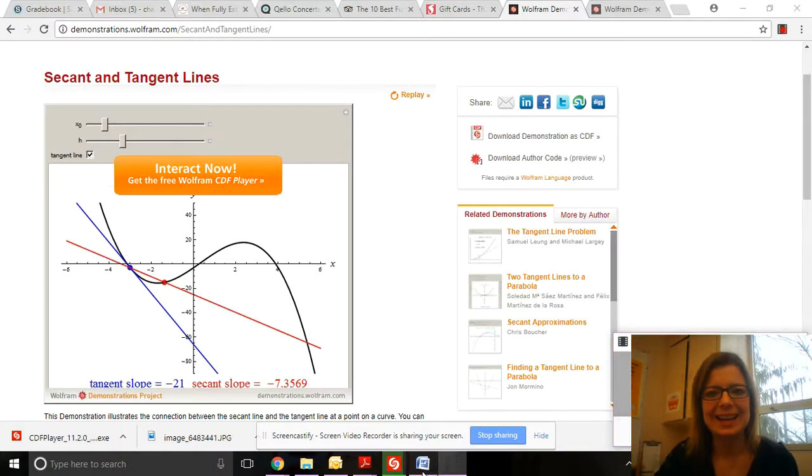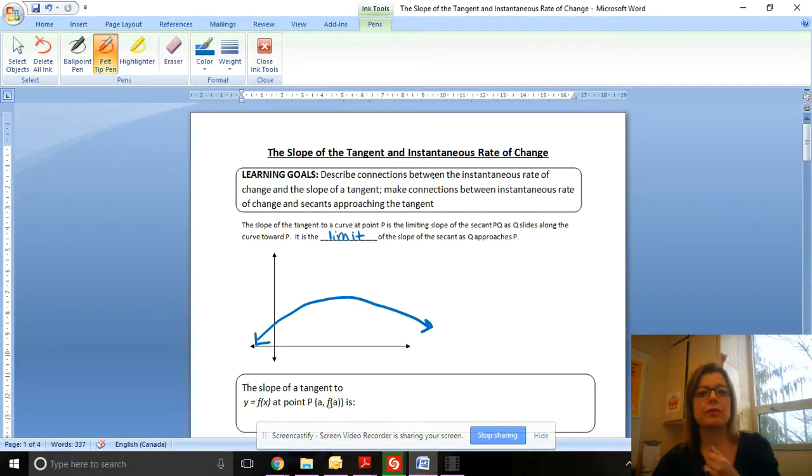Hi class, today we are going over the slope of the tangent and instantaneous rate of change and completing this note. Prior to watching this video, you should have completed the investigation and watched the video where I take up the investigation, as well as another little display or demonstration I have for you there.